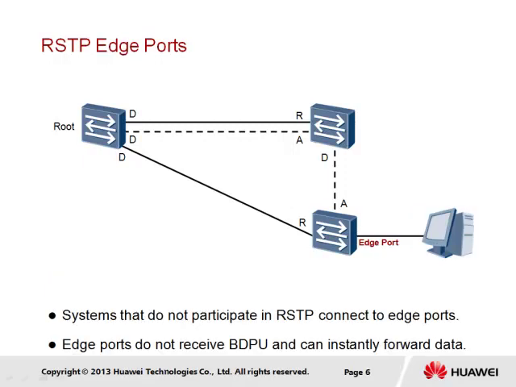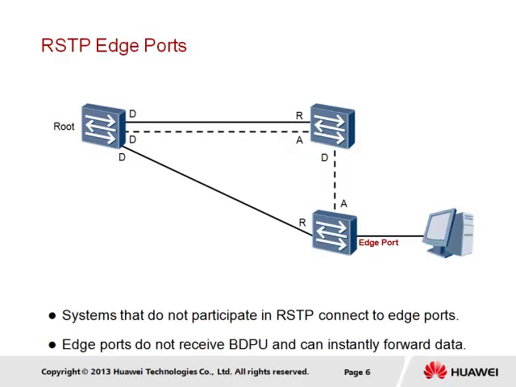The RSTP edge port is designed to allow ports on an RSTP-enabled switch that connects to non-STP devices, such as end stations, to instantly transition to a forwarding state. This is done to prevent unnecessary forwarding delay to the end station, since devices connected to edge ports do not participate in STP and therefore will not generate switching loops.